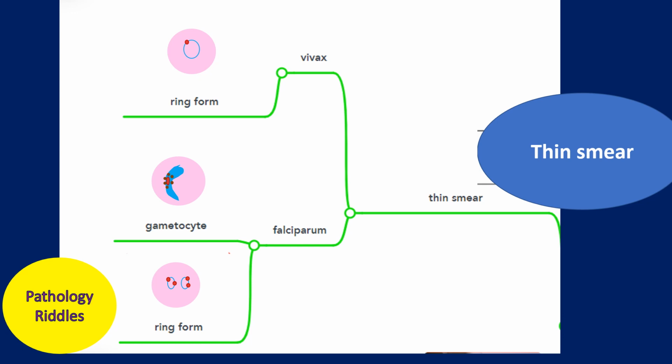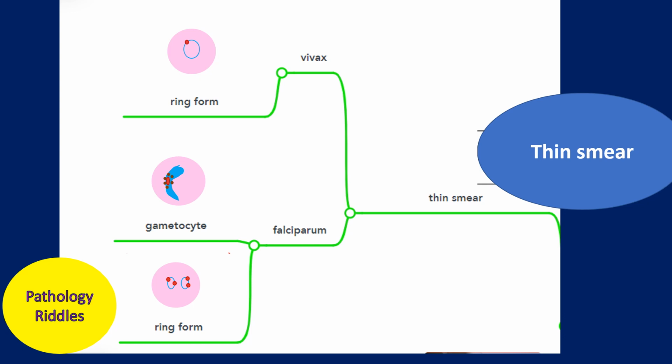So what do we see under the microscope? In Plasmodium vivax, ovale and malariae, we see all the asexual forms, that is ring form, late trophozoite, schizont, and sexual forms, that is gametocyte. But in Plasmodium falciparum infection, we see only ring forms and crescent shaped gametocytes. This is because the schizont and the late trophozoite of Plasmodium falciparum are usually within the capillaries of internal organs.